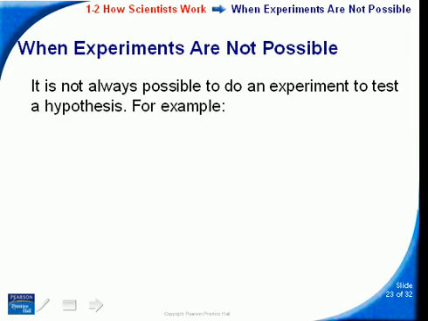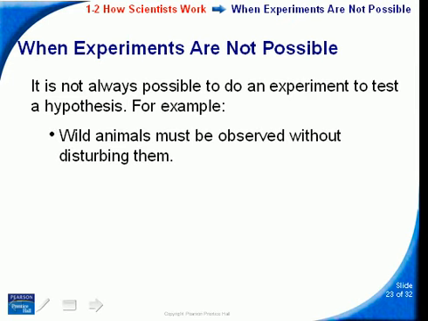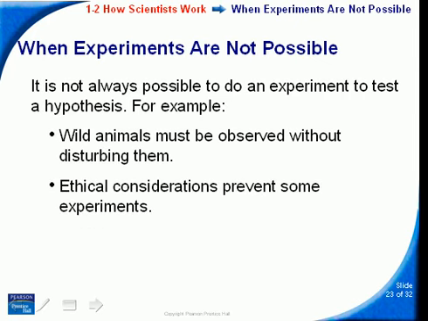Now, these are just little side notes. When experiments are not possible, sometimes you can't actually do a lab or a controlled experiment. What you'll do is just observe, for instance, wild animals in the wild, and you can learn a lot just from that without actually having a controlled experiment. Also, ethical considerations prevent some experiments.